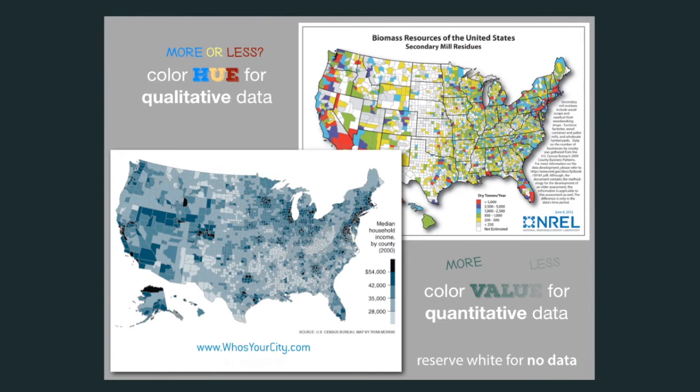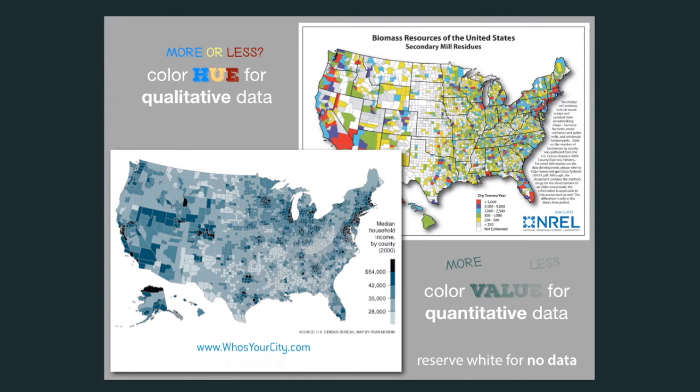And color value, being what we should use when we want to talk about things being more or less. Color value usually means a single color with a ramp going from light to dark of that color. The single color tells us this is the same thing, and the light to dark tells us we've got more or less depending on what shade it is.